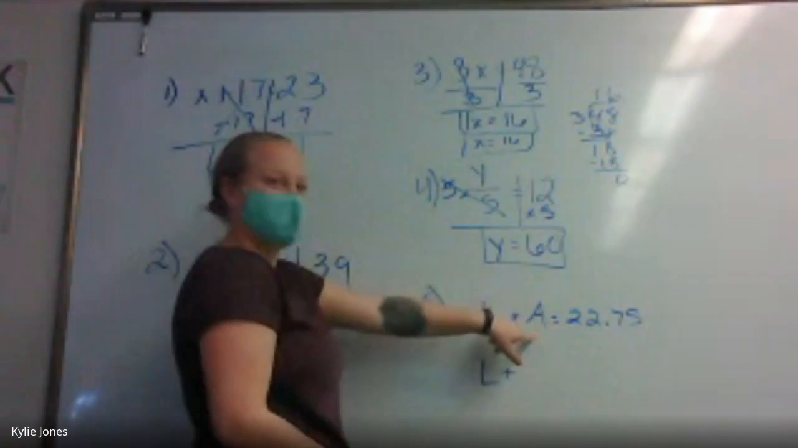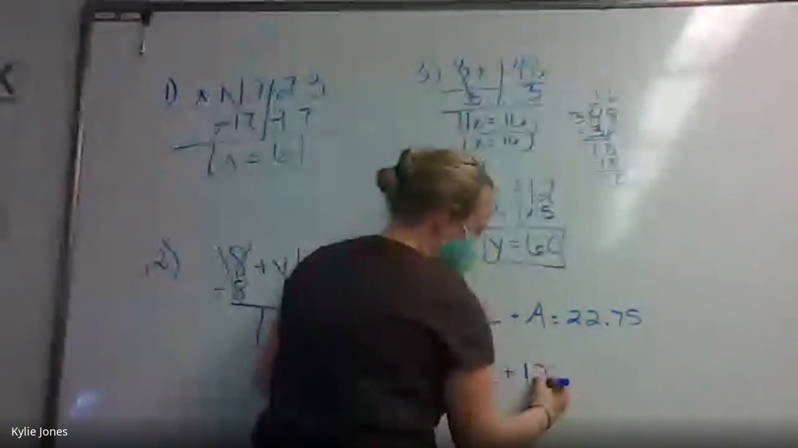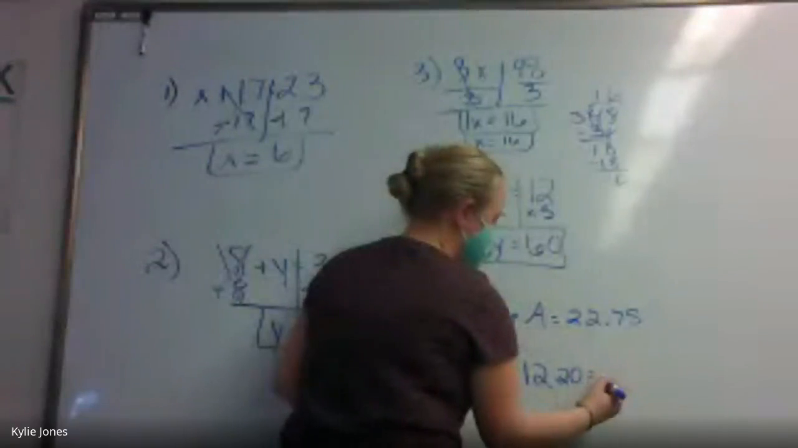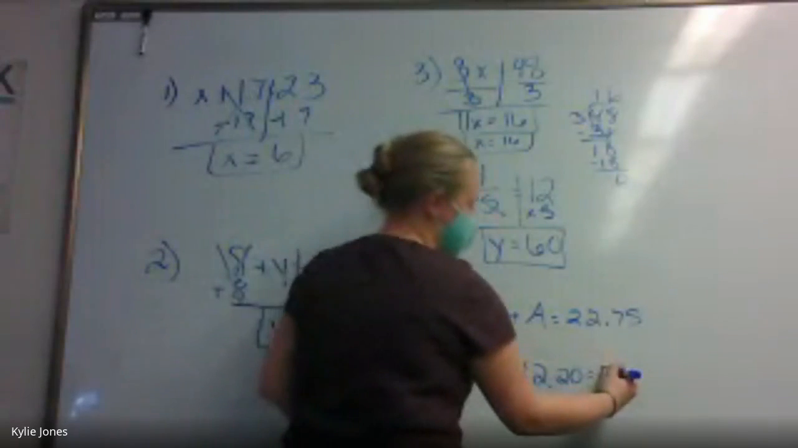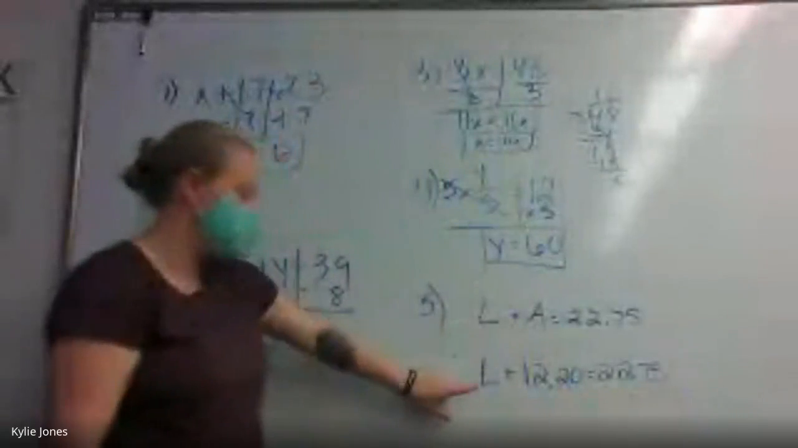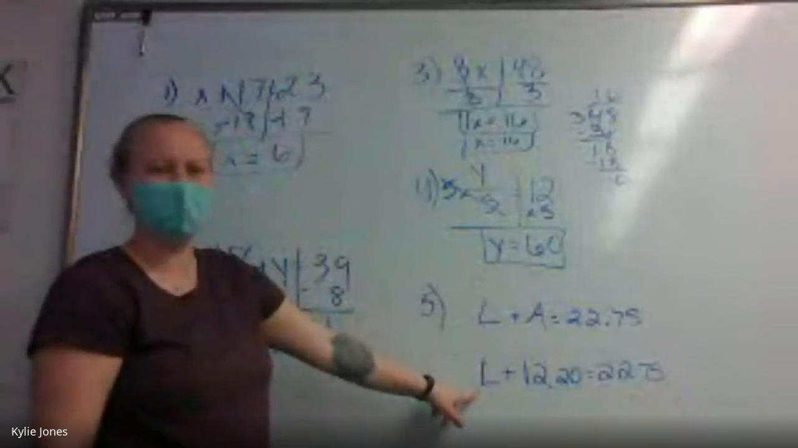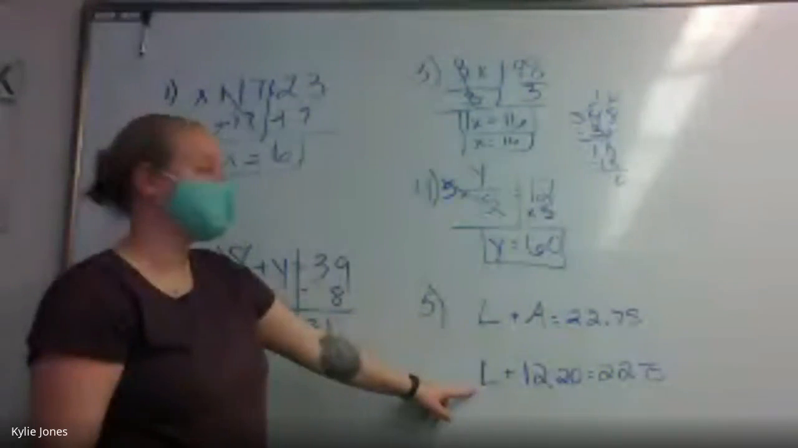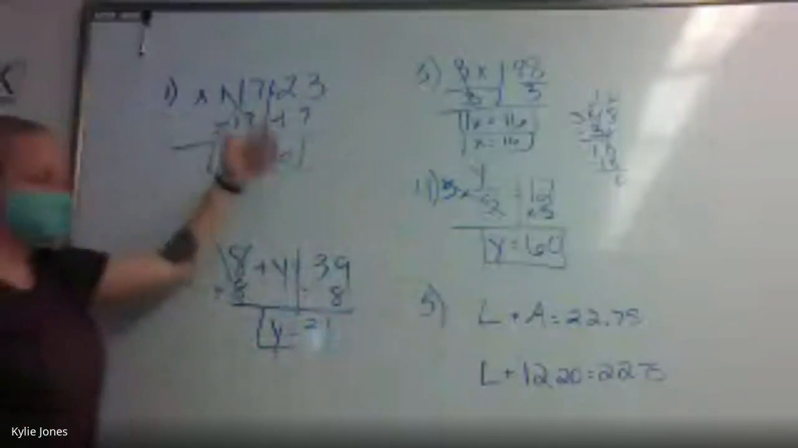Yeah. How much? $12, just 12, $12.20. And that plus that equals $22.75. We need to figure out how much money Lyle has. How do I do that? You're going to do the same as before. Yeah, we have to solve our equation.